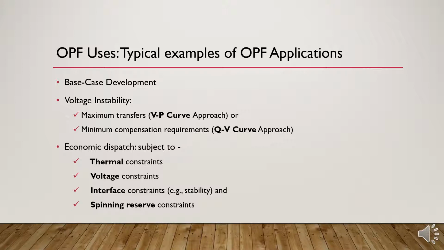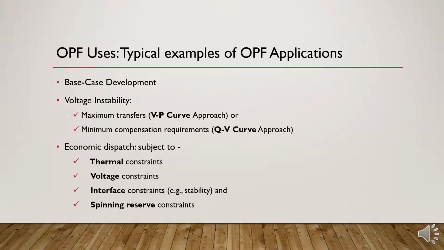The next one is voltage instability. Maximum transfers, that is PV curve approach, or minimum compensation requirements, that is QV curve approach, to attain voltage stability are obtained in a single solution. Other constraints such as voltage and thermal limitations can be added.